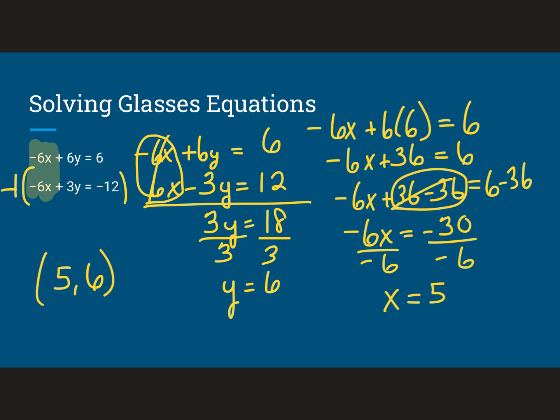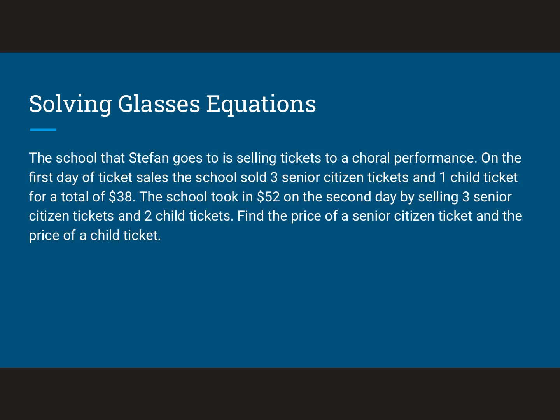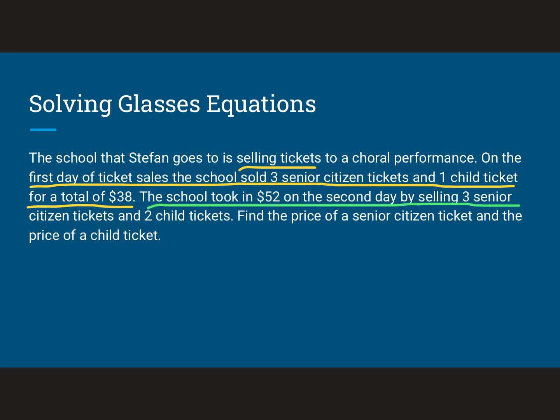Okay, let's try a word problem. Okay, so the school that Stefan goes to is selling tickets to a choral performance. On the first day of ticket sales, the school sold 3 senior citizen tickets and 1 child ticket for a total of $38. The school took in $52 on the second day by selling 3 senior citizen tickets and 2 child tickets. Okay, so now we need to find the price of a senior citizen ticket. I'm going to call that one S. And the price of a child ticket, I'm going to say is C.